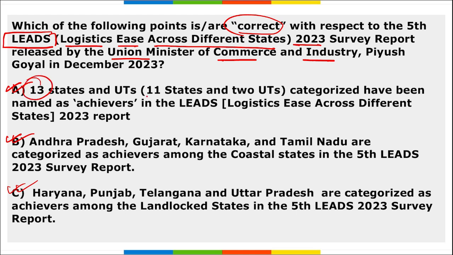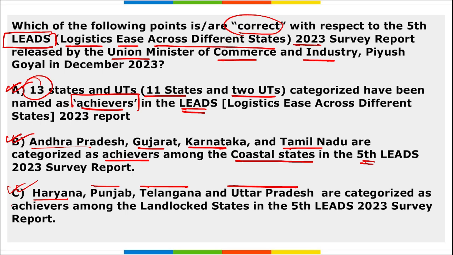13 states, that is 11 states and 2 UTs, have been named as the achievers in this LEADS report. Andhra Pradesh, Gujarat, Karnataka and Tamil Nadu are categorized as achievers among the coastal states in the fifth LEADS report, and Haryana, Punjab, Telangana and UP are categorized as achievers among the landlocked states in the fifth LEADS report survey released by the Ministry of Commerce and Industry.